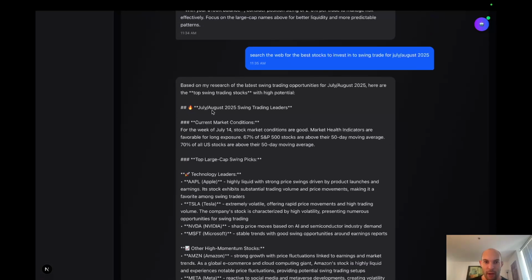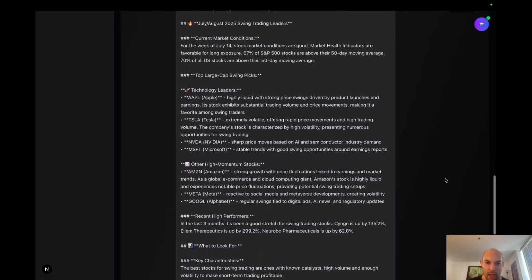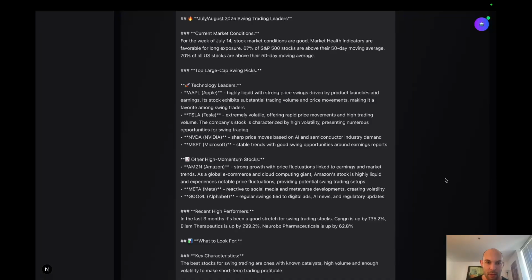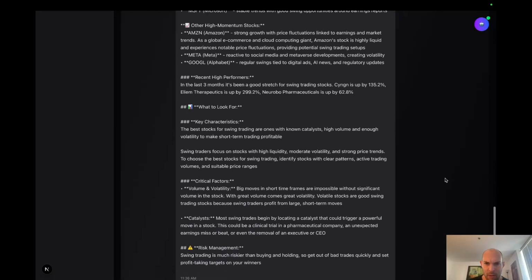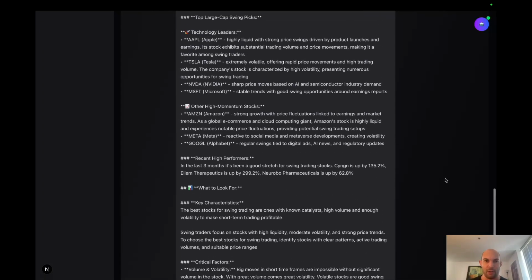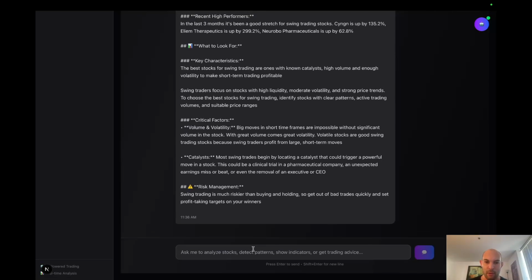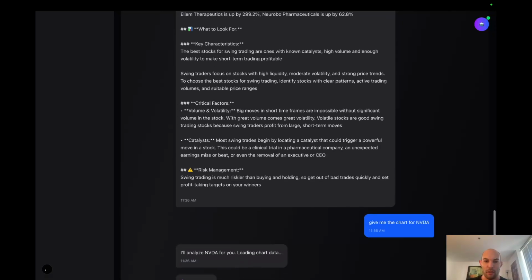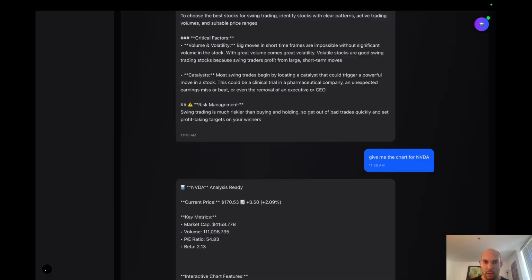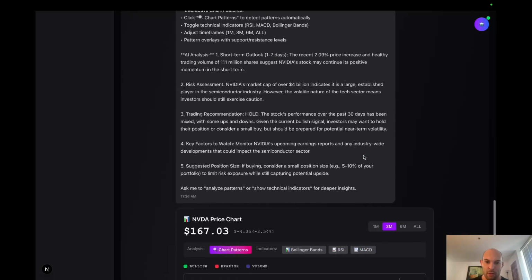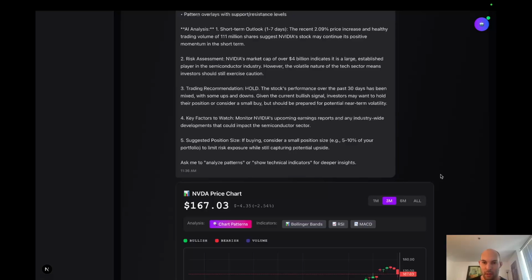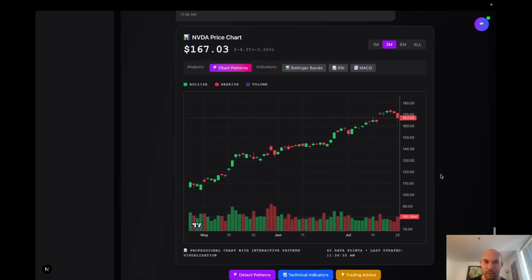Based on my, okay, July, August 2025. Very cool. Very, very cool. So after that, we can now, I wish, with known catalyst, high volume. Okay, I mean, we can just do a simple one, like give me the chart for NVIDIA. Give me the chart for NVIDIA. Cool. And yeah, in the same UI, now we have the chart.